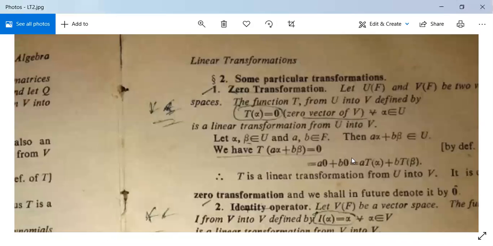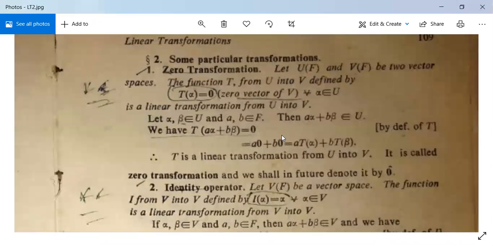Next, there are some particular transformations. Let us see the zero transformation.